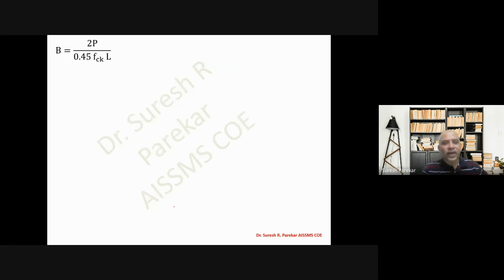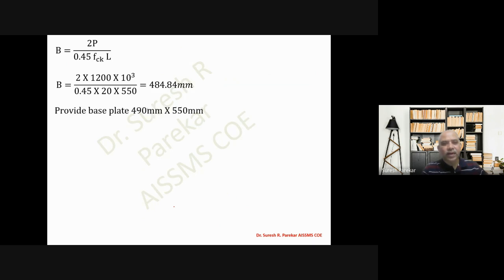Then we are going to find value of B, which we know is 2P upon 0.4 fck by L. We will get it 484.84 millimeter. So we are going to provide dimension of the base plate 490 by 550 millimeter.